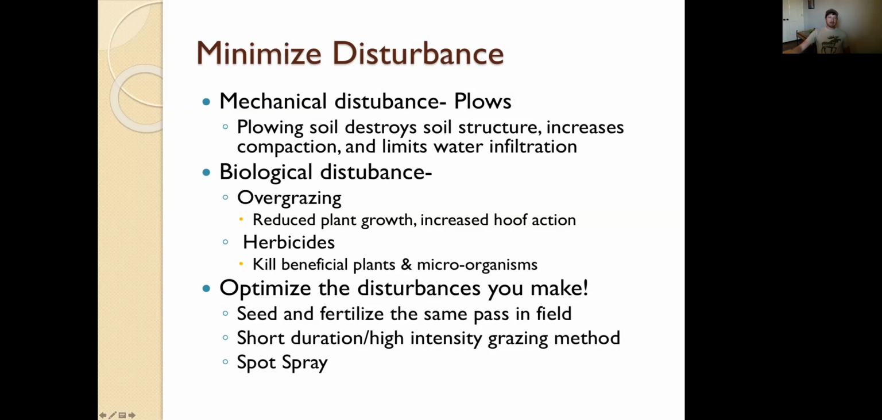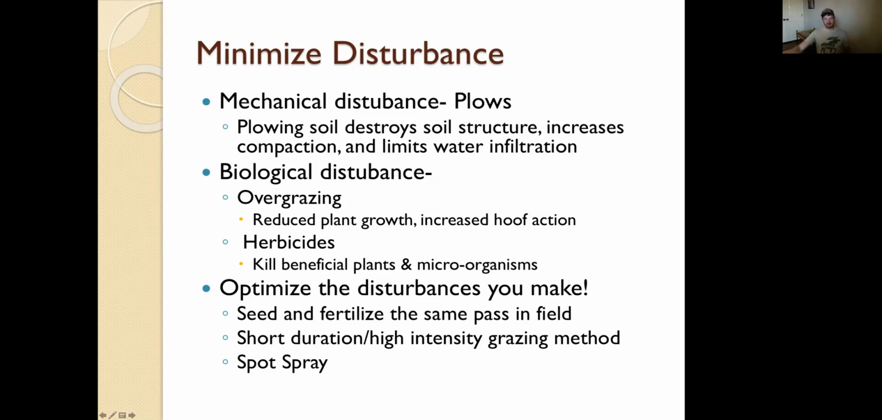Notice it doesn't say eliminate disturbance at the very top, because we have to cause a disturbance in some form to get a desired result, whether we're grazing livestock or planting crops. What I like to say is we optimize the disturbances that we make. If we're going to disturb the soil, let's seed and fertilize in the same pass, or let's alter how we graze our cows or other livestock through short duration, high intensity grazing. So if we do have a biological disturbance, it's short lived.